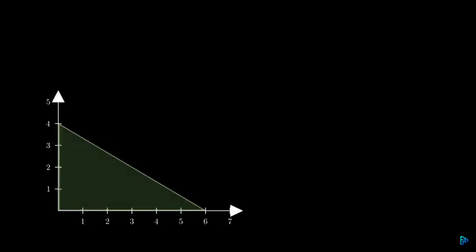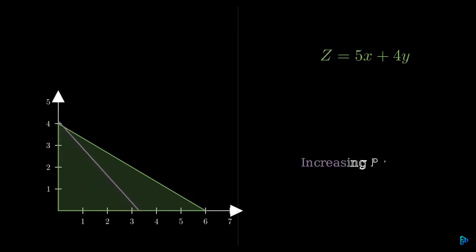Now for the goal, the objective function. This is a formula, usually called z, that represents what we want to maximize, like profit. Let's say z equals 5x plus 4y. This formula creates a family of parallel lines. As we increase the profit z, the line slides further away from the origin.